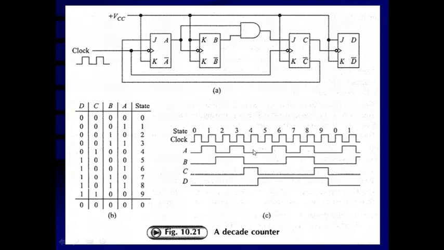Then here, prior to the next negative edge of the clock pulse, A and B are going to be low. So the output of the AND gate is going to be 0, J is going to be 0 and K is going to be 1. That means flip-flop C is going to be reset on the 5th clock pulse. So here flip-flop C is going to be reset. Again the same thing is going to happen here. A is high, B is high, so flip-flop C is going to be set, or toggle, and on the next negative edge of the clock pulse, flip-flop C is going to be reset.